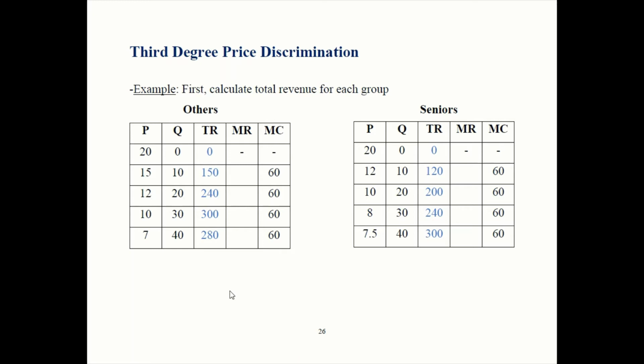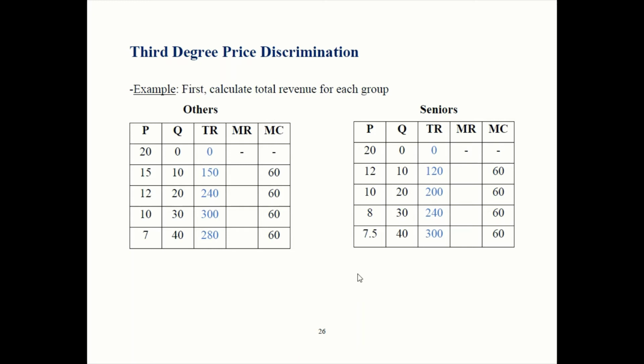Do the same thing for the seniors. 20 times 0 is still 0. 12 times 10 is 120. And 10 times 20 is 200, etc. So now we have total revenue.